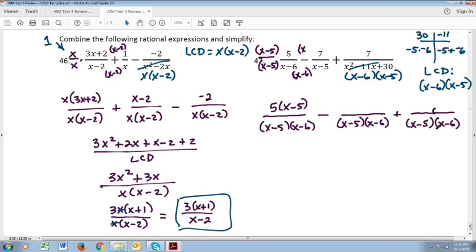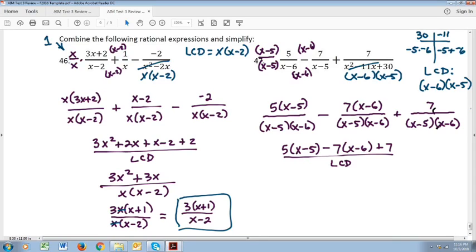Okay, so I have to multiply the numerator by that. So it'll be minus 7 times x minus 6. So we will have to be careful there. We're going to be distributing a negative 7. And then finally, notice we don't have to change anything on the last fraction. That's just 7 over x minus 5 times x minus 6. So now we're ready to add and subtract our numerators. And we got 5 times x minus 5 minus 7 times x minus 6 plus 7 all over our LCD, x minus 5 times x minus 6.